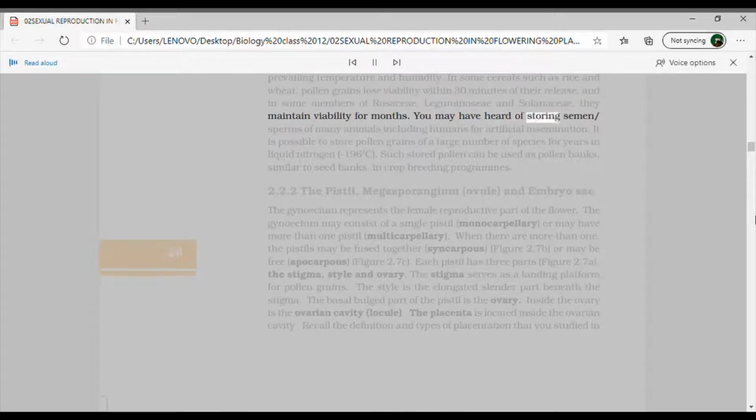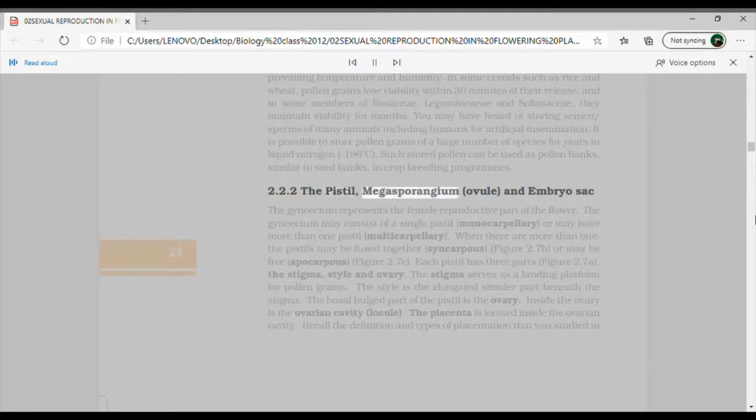You may have heard of storing semen/sperms of many animals, including humans, for artificial insemination. It is possible to store pollen grains of a large number of species for years in liquid nitrogen at -196°C. Such stored pollen can be used as pollen banks, similar to seed banks, in crop breeding programs.